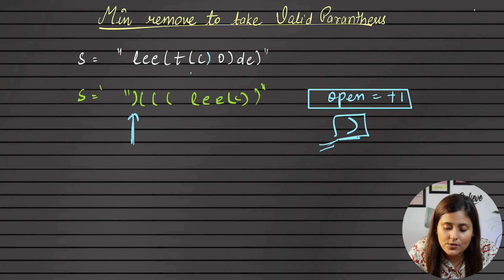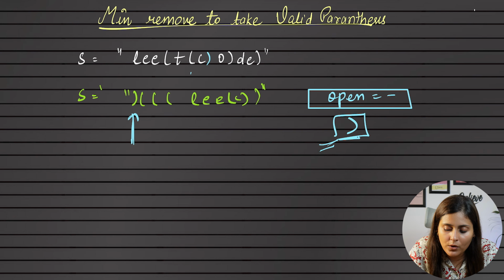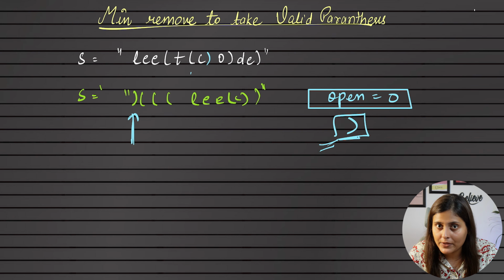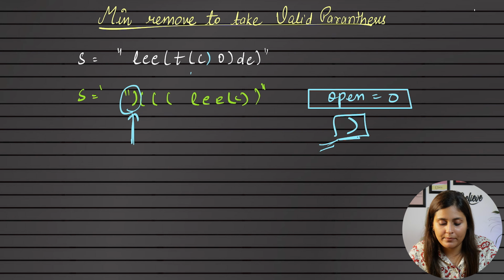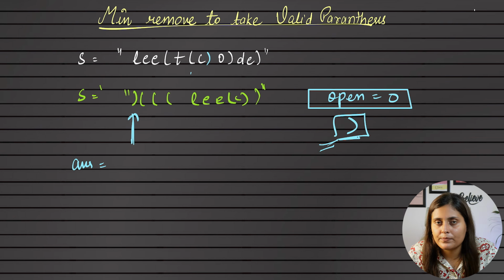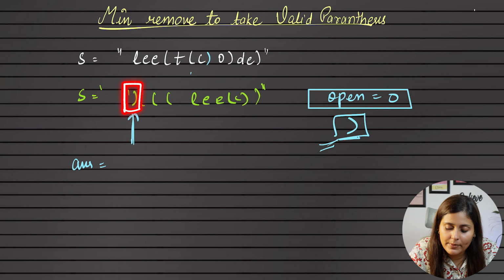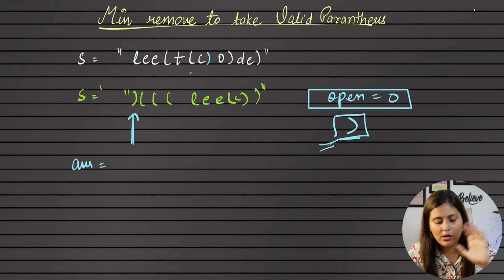But in this case, first we found a closing bracket. For this, our open variable is 0. What's the value? 0. I can say I have not found any such open bracket. For sure, this one is not valid, correct? So if it is not valid, I will not add it to my string, my answer variable. I check if it is a closing bracket, and if my open variable is not positive, it means I have no open bracket, so I will not add it to my answer.